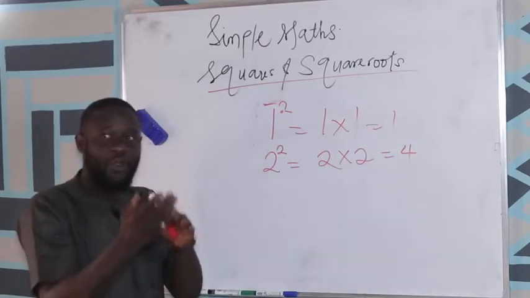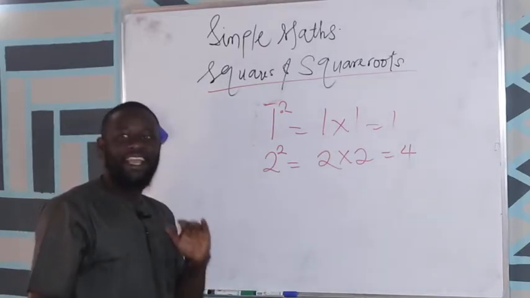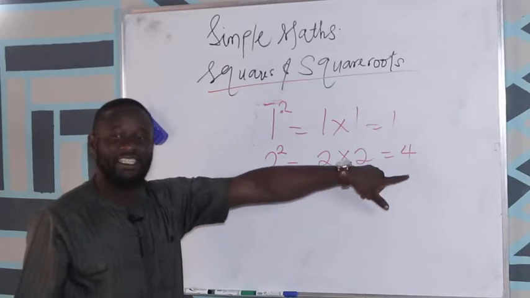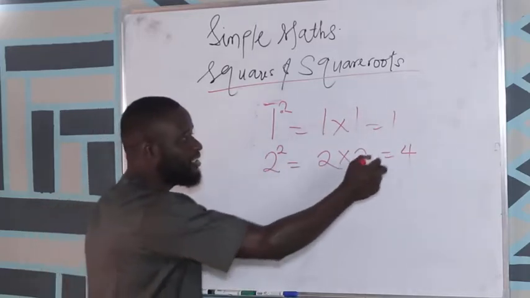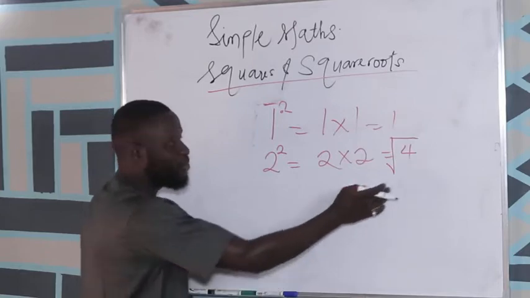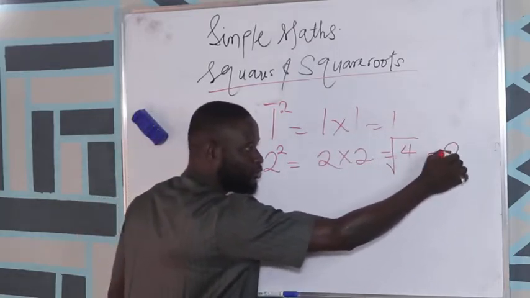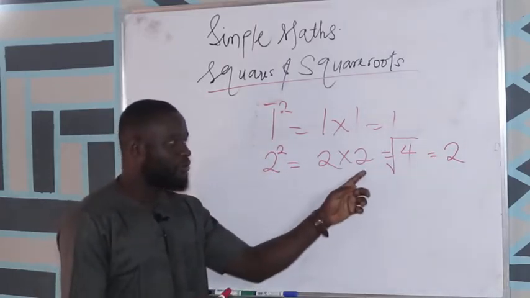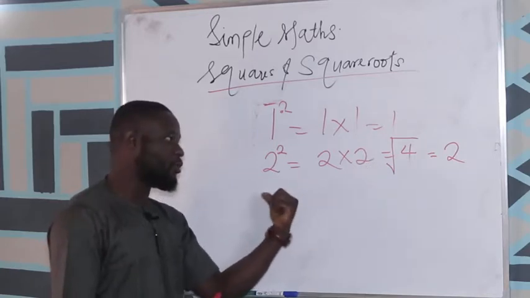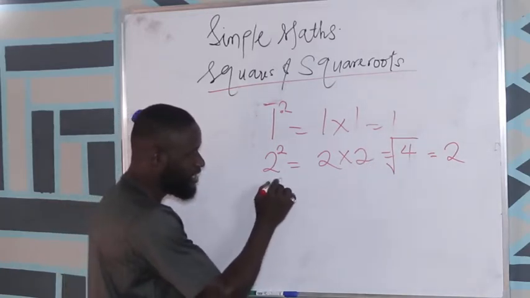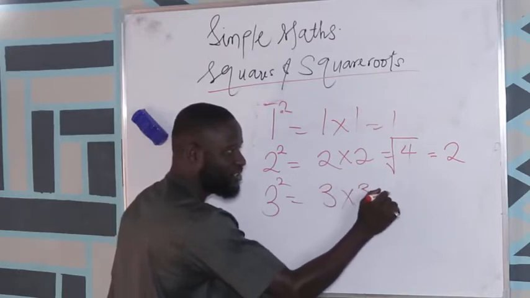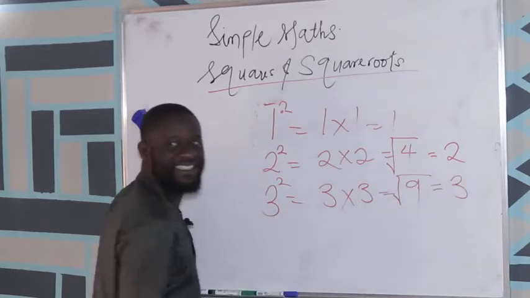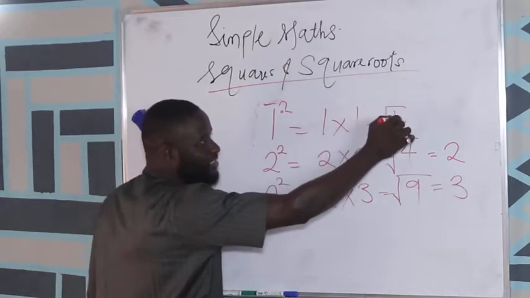Now, the difference between square and square root. Square is the smaller brother. Square root is the bigger brother. To make 4 become 2, you say, what is the square root of 4? The square root of 4 is equal to 2. The square of 2 is equal to 4. The square root of 4 is equal to 2. The square of 3 is 3 times 3, which is equal to 9. The square root of 9 is equal to 3. The square root of 1 is equal to 1.